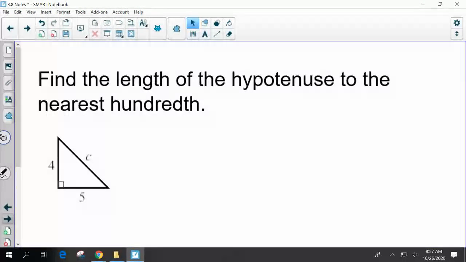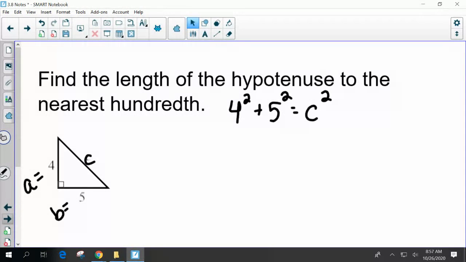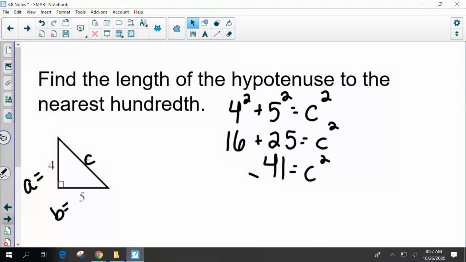Okay, so find the length of the hypotenuse to the nearest hundredth again. So this is C, the longest side. We're going to call this A and this B and plug it into the Pythagorean theorem. So 4 squared plus 5 squared equals C squared. That would equal 16 plus 25 equals C squared. Add those together, you get 41 equals C squared. And then take the square root of both sides, and you get C equals 6.40.